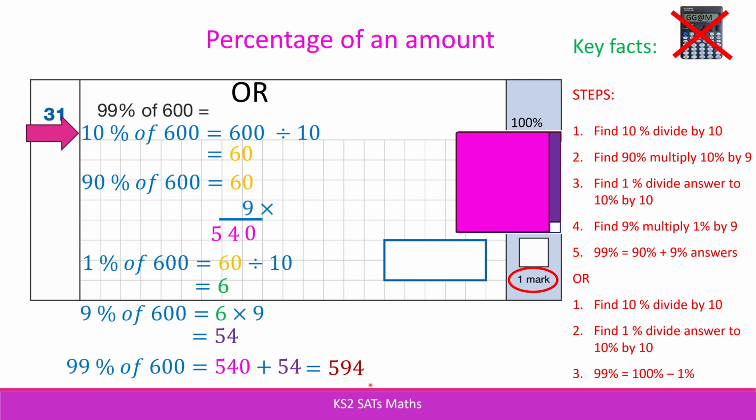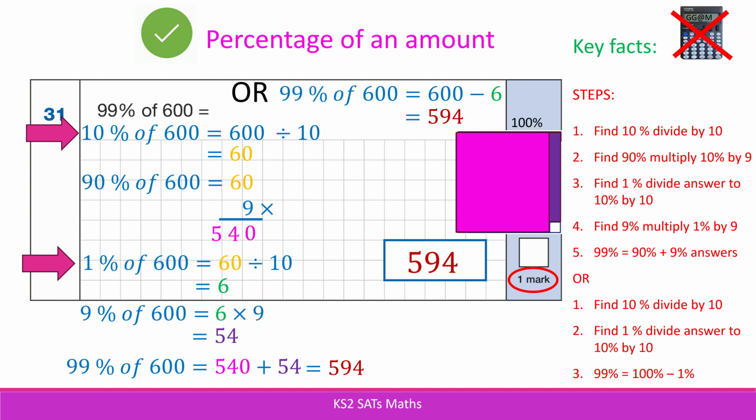The alternative method is to use your 10% answer, your 1% answer. So we know 1% is this remaining square here, which is equivalent to 6. And we want to work out the pink and purple area. We know the whole thing is 600. So if I do 600 take away the 6, that is also 594, exactly the same answer. And we need to write that in the box. It doesn't matter which way you do it, it's personal preference. You can see by doing the subtraction, it's actually much quicker, but it's being able to spot that our 99 is 100 take away 1. So think about which way works for you. Give yourself a big tick if you got this correct. Great work, well done.